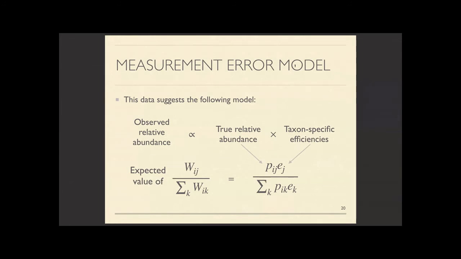And so if you want to lean into this notation, we have that the expected value of our counts, our W_ij, so that's our sample relative abundances, is equal to the true relative abundance of a taxon multiplied by its efficiency, divided by essentially the normalization of the relative abundances of the other taxa in the community times their efficiencies. So we have a sample-specific denominator here and a taxon-specific efficiency factor here in the numerator, as well as what we actually care about, the underlying biology of the true relative abundances, P_ij.